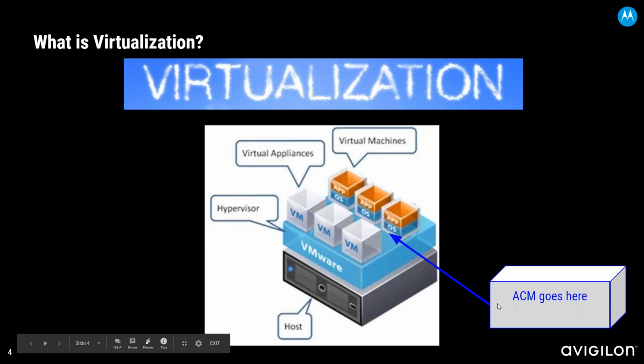ACM, Access Control Manager, slides in right here as one of those virtual machines running an operating system, which happens to be Linux, and then it runs all of our applications to make ACM work. So unlike some of the other systems that you may see out there, whether it's access control or video or building management system, we're not loading ACM on top of another operating system. So we're not installing Windows and then installing ACM on top of that operating system.